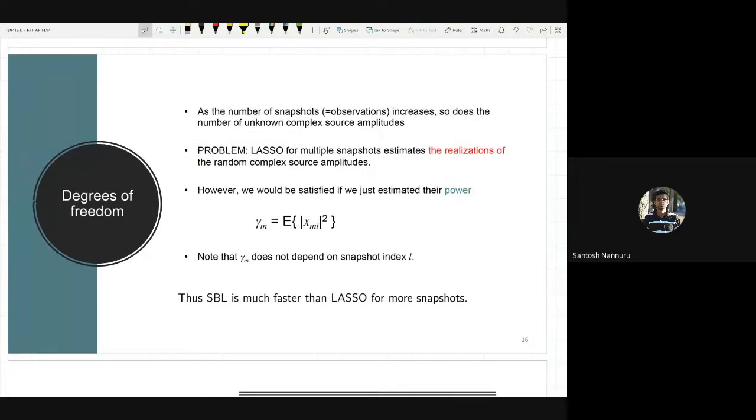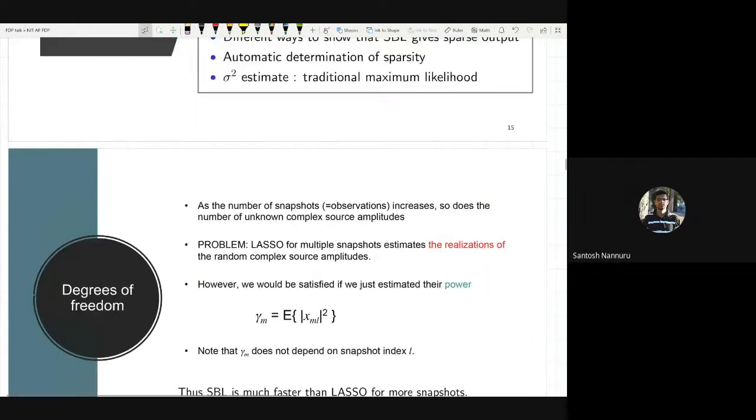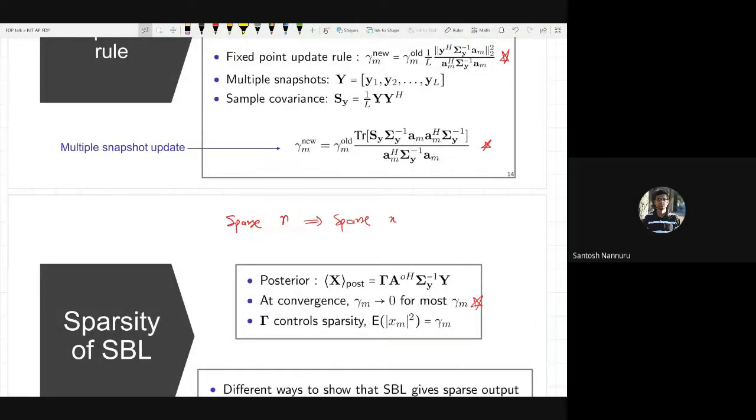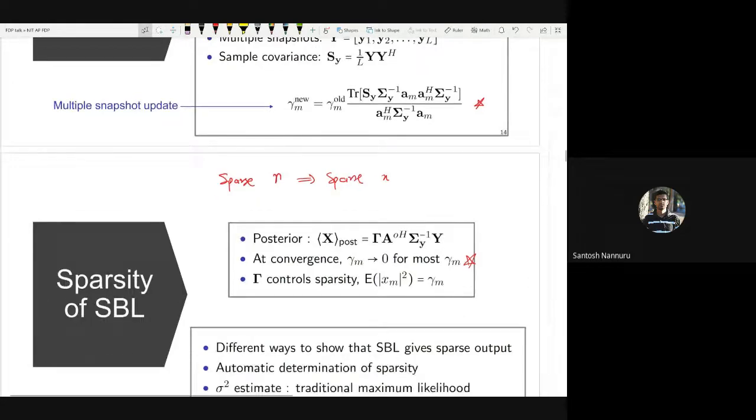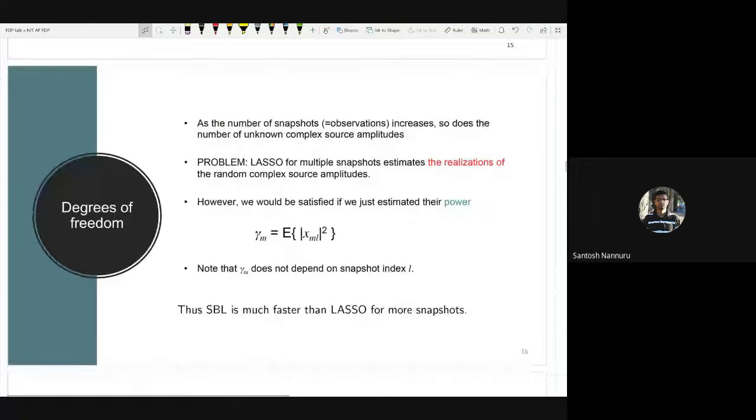As I said, SBL can be much faster than the lasso method, especially when you have many snapshots or many observations. Why is that? As the number of snapshots increases, the X increases. Where is my multi-snapshot model here? My capital X, the unknowns: the more Y vectors I have, the more X vectors I have to estimate. If you're using lasso, every new X vector adds to the computation, so your problem computationally scales a lot. Whereas in SBL, all the X vectors are modeled by the same random distribution, by the same gamma parameter. So now you're finding gamma instead of X.